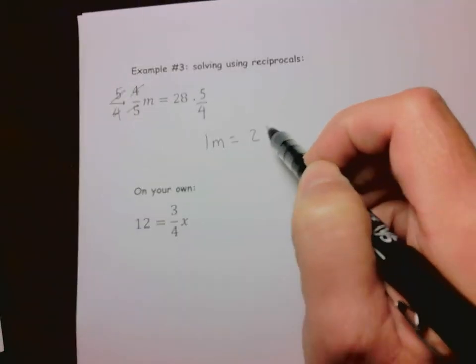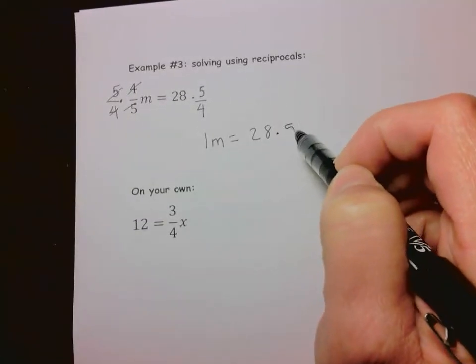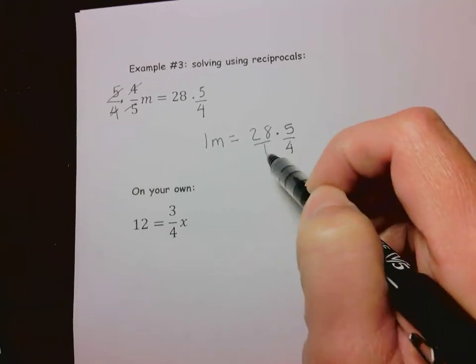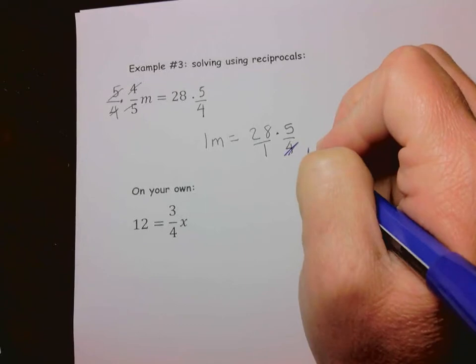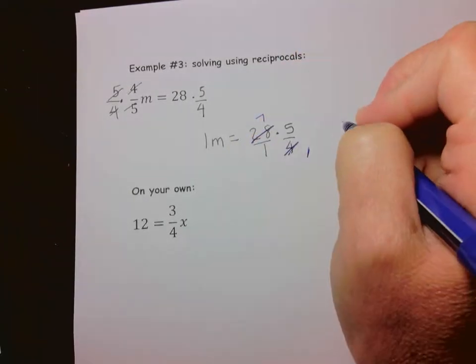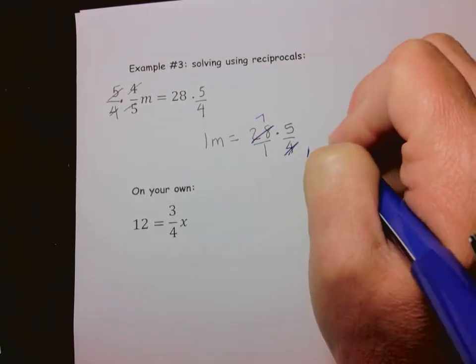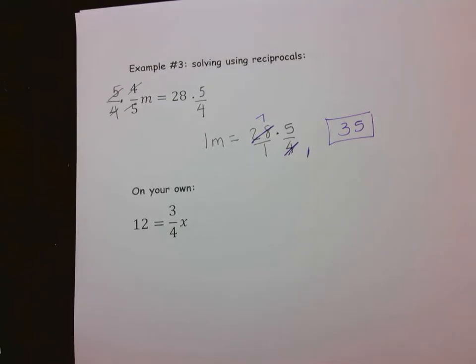1m equals 28 times 5/4. And then again, you want to cross reduce as much as possible to make your math easier. Work smarter, not harder. Work efficiently. So m is 35. Okay, so go ahead and hit pause and do this on your own.